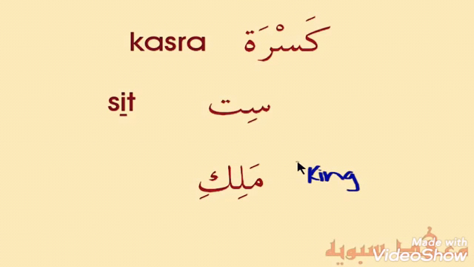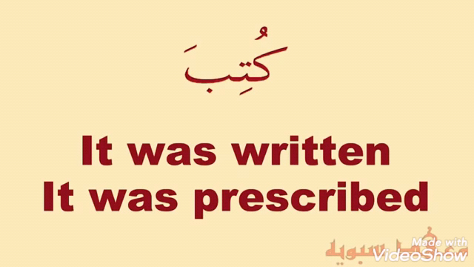So let's practice all these together. The fatha, the dhamma, and the kasra all together. We have a word. Let's practice this word and try to pronounce it. Here we have the kaf with a dhamma, so that would be ku. Then we have the ta with a kasra. This would be ti. And then the ba with a fatha would be ba. So ku, ti, ba. Kutiba. Now, kutiba means it was written or it was prescribed.